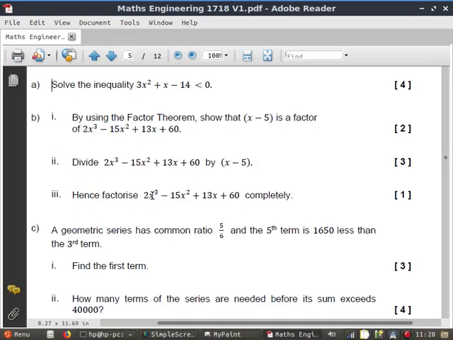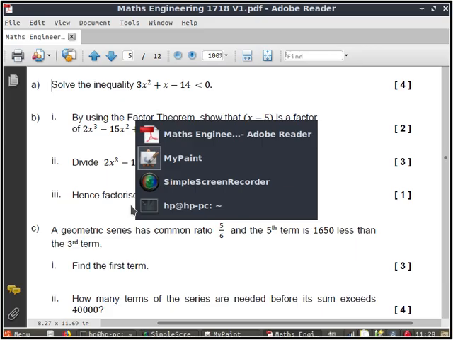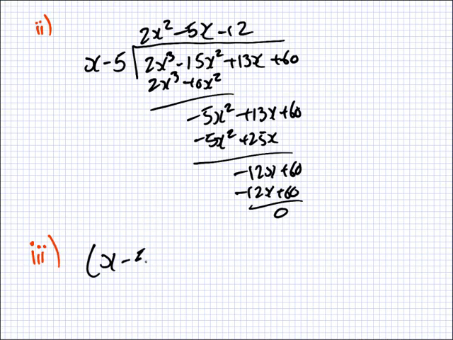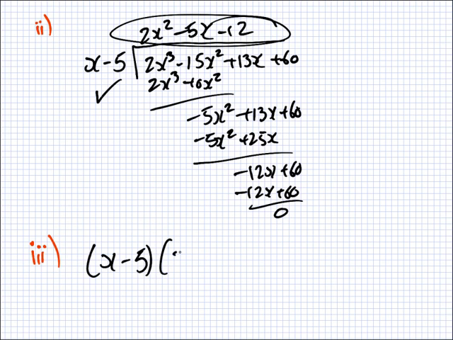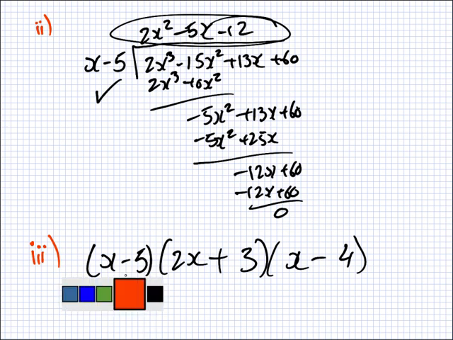Right, 3. Factorize completely. So the first factor we know. The other 2 come from this. 6 and 2? No. 4 and 3? Plus 3, this is minus 4. So 2x plus 3, x minus 4. Okay. Right.